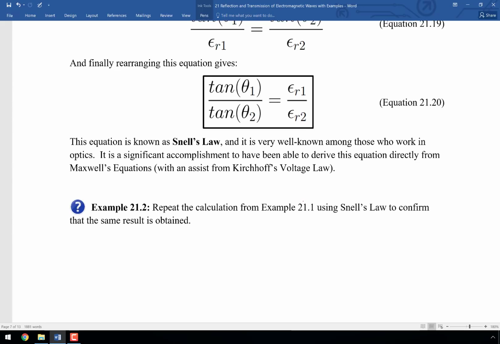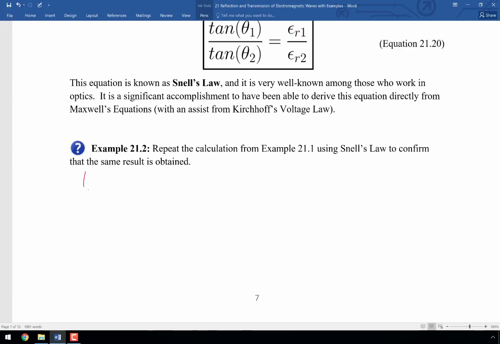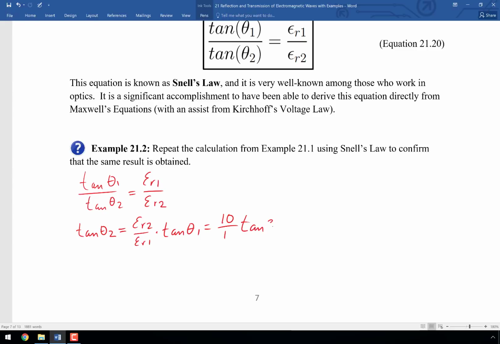Let's repeat that calculation from when we did it the full method, and see if we get the same result and see if it is in fact easier to work with. We know that tangent of theta 1 divided by tangent of theta 2 is equal to epsilon r1 divided by epsilon r2. What we want is the tangent of theta 2, which is the unknown quantity, equal to epsilon r2 over epsilon r1 times the tangent of theta 1, which is 10 divided by 1 times the tangent of 35 degrees. Therefore theta 2 is equal to the arctangent of 10 times the tangent of 35 degrees, which turns out to be 81.9 degrees.